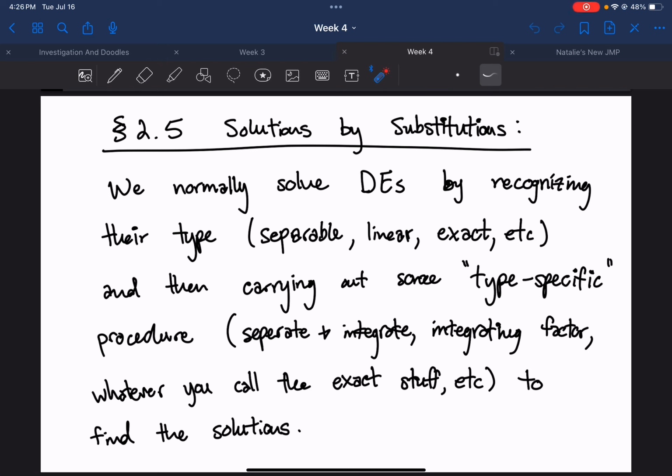So normally, we can solve a differential equation by recognizing its type. The types we've seen so far are separable equations, which you solve by separating and integrating, linear equations, which you solve via the integrating factor, and exact equations, which you solve by whatever you call the exact stuff. This is how we normally solve a differential equation. We see it, we know how to solve it, we do it.